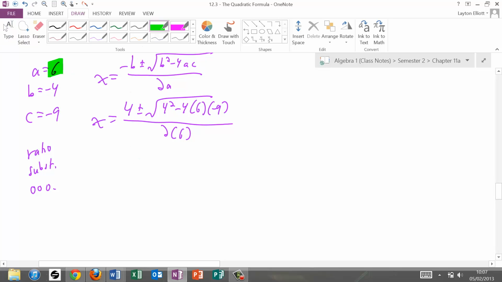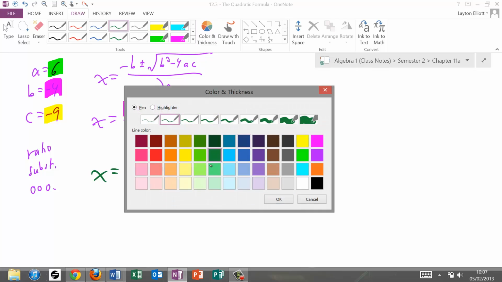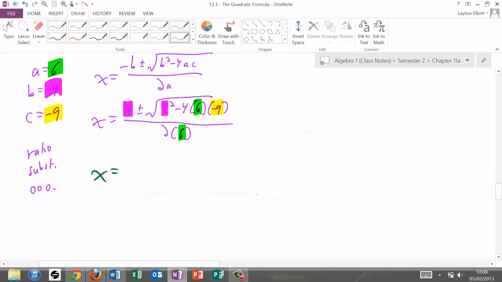Just to kind of give you a little highlight match. This is this and this. This goes here and here. And this went here. Okay. X equals, I don't like the color. Don't like that color either. Sorry, I'm just trying to have fun with this.